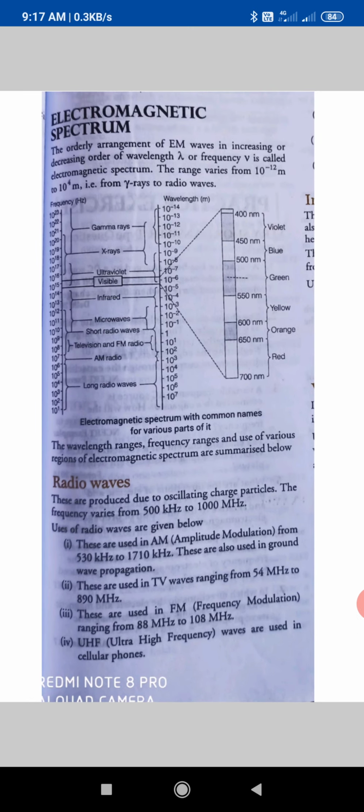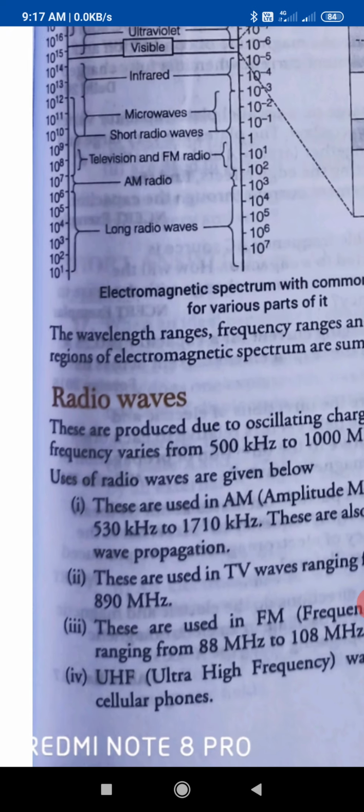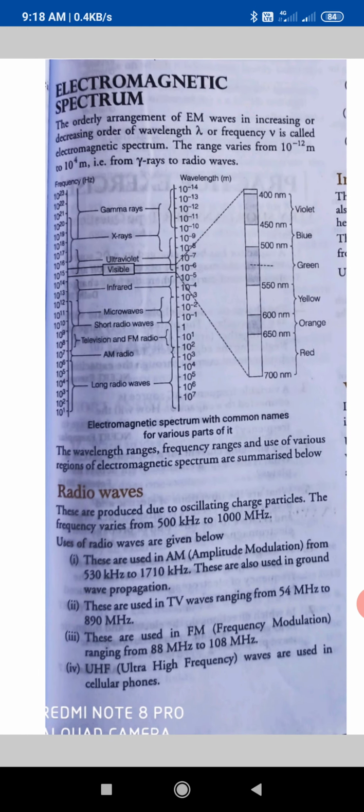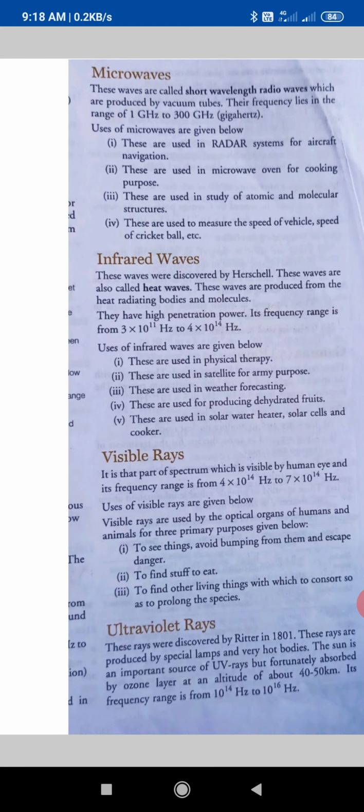Next one, radio waves. These are produced due to oscillating charged particles and the frequency varies from 500 kHz to 1000 MHz. Microwaves. These waves are called short wavelength radio waves, which are produced by vacuum tubes, and their frequency lies in the range of 1 GHz to 300 GHz.